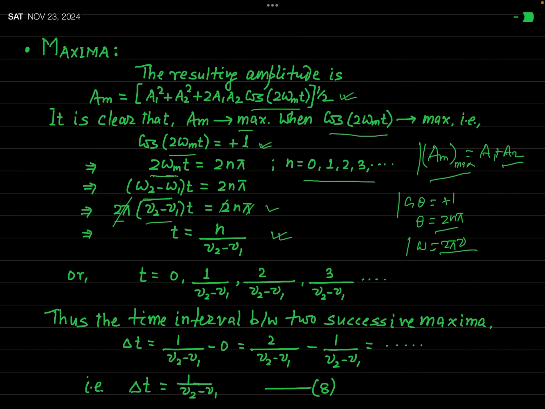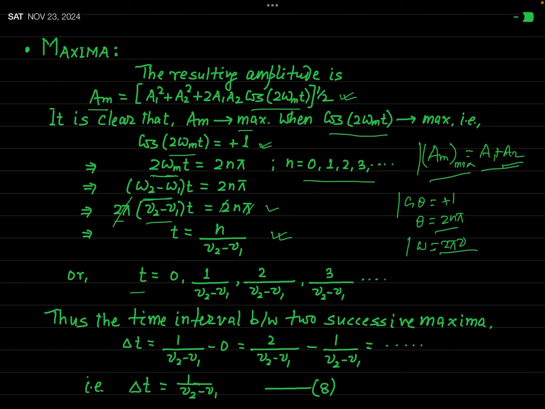So these are the values of time at which the resulting amplitude AM will have a maximum value. Okay? That is, its value will be equal to A1 plus A2. Now, after substituting the different values of n, which are 0, 1, 2, 3 and so on, you can get all those times at which the amplitude will be maximum.